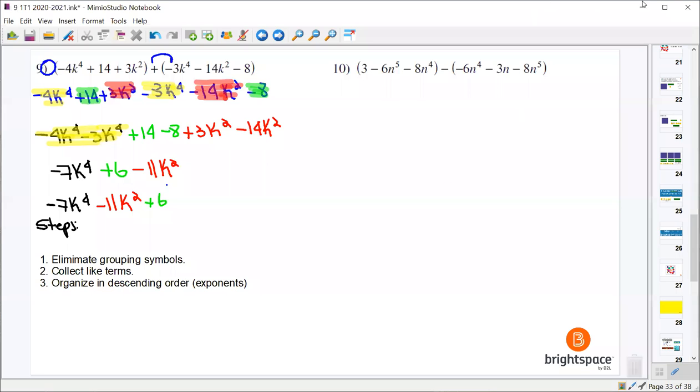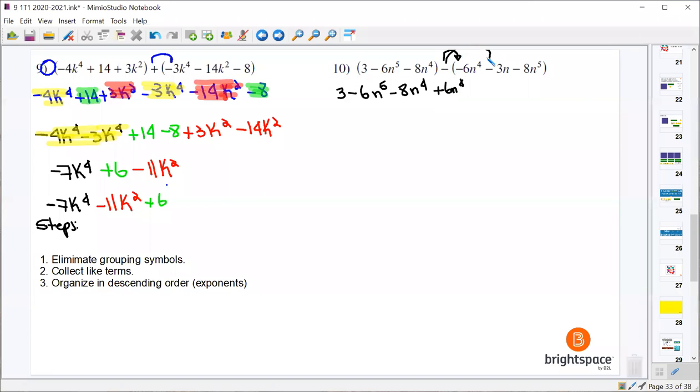Okay. Now let's move on to the next exercise, guys. And I am also going to follow the steps that I have over here in exercise 9. Eliminate grouping symbols. So I'm going to eliminate grouping symbols. I'm going to have 3 minus 6n to the 5th power minus 8n to the 4th power. And now I am going to distribute. Negative times negative, the answer is? Positive. Positive 6n to the 4th power.